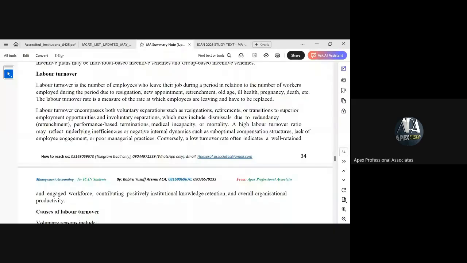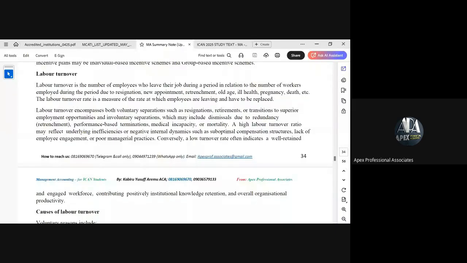Now, labor turnover rate can be high, it can be low. If it is high, it's a pointer to certain negative things happening, certain wrong things happening, certain inefficiencies happening. But if it is low, it's a pointer to the fact that the organization is doing fine. They pay the employees well, they treat them nice, they respect them, and all the other benefits like that. That's what happens when you have low turnover rate. Do you understand? We've talked about all the causes of turnover rate.